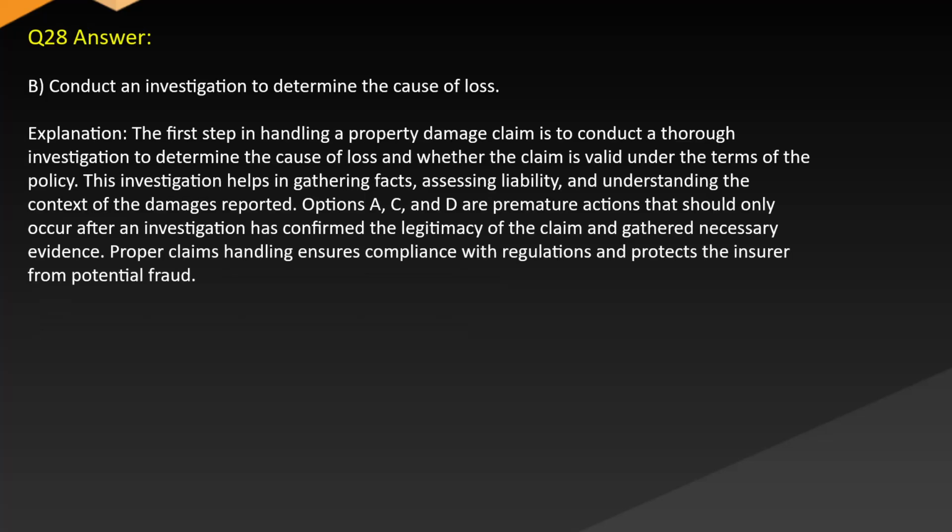Answer B. Conduct an investigation to determine the cause of loss. Explanation. The first step in handling a property damage claim is to conduct a thorough investigation to determine the cause of loss and whether the claim is valid under the terms of the policy. This investigation helps in gathering facts, assessing liability, and understanding the context of the damages reported. Options A, C, and D are premature actions that should only occur after an investigation has confirmed the legitimacy of the claim and gathered necessary evidence. Proper claims handling ensures compliance with regulations and protects the insurer from potential fraud.